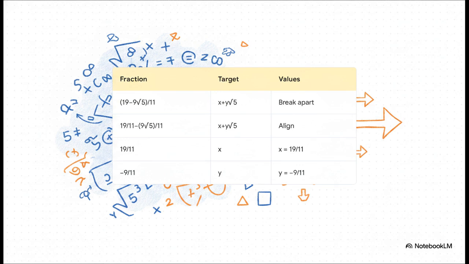We can actually break that apart into two separate pieces to match our target format of x plus y root 5. So we get 19 over 11 minus 9 root 5 over 11. Comparing the two, the standalone number is x, so x equals 19 over 11. The number attached to the root 5 is y, so y equals negative 9 over 11.